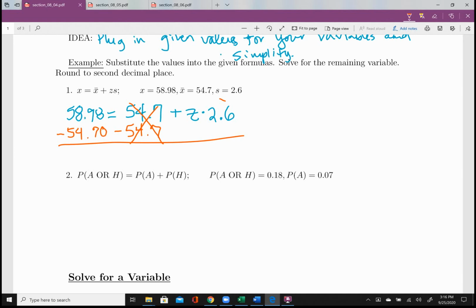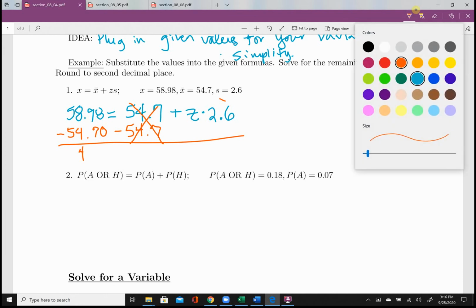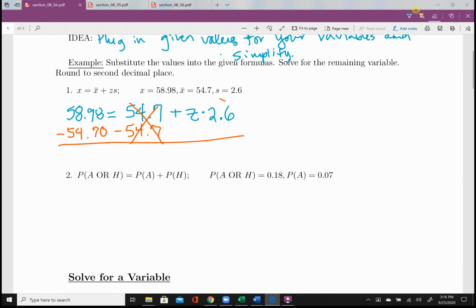Or just grab your calculator, which is technically what I'm doing here to make sure that my calculations are highly accurate. So 58.98 minus 54.7, or 54.70, will leave me with 4.28. Oops, actually I want to move back to the teal. We'll erase this a little bit. 4.28.